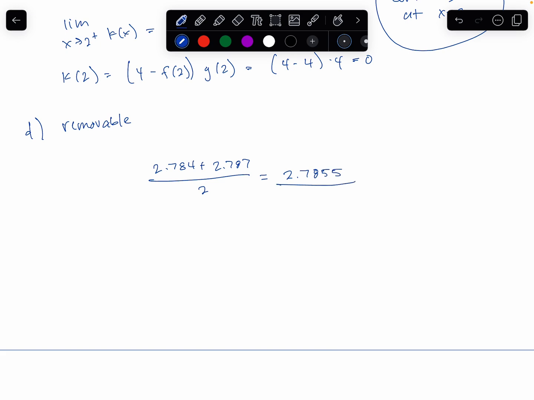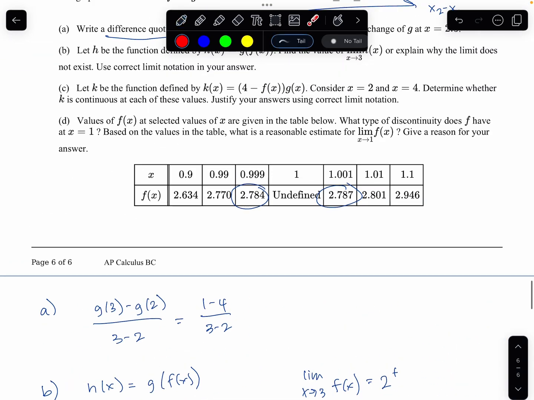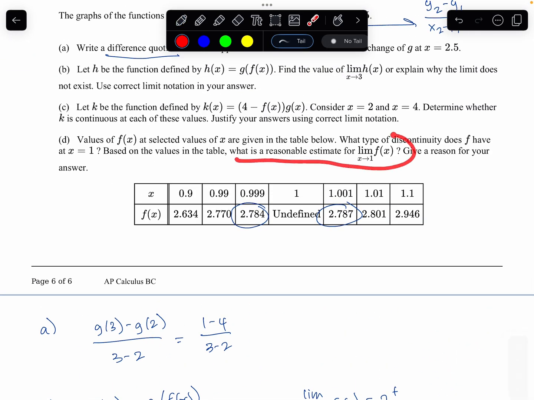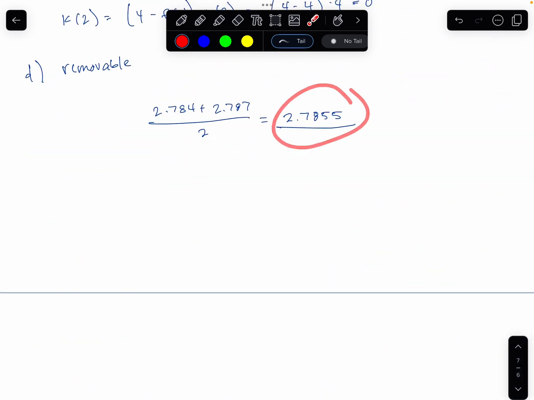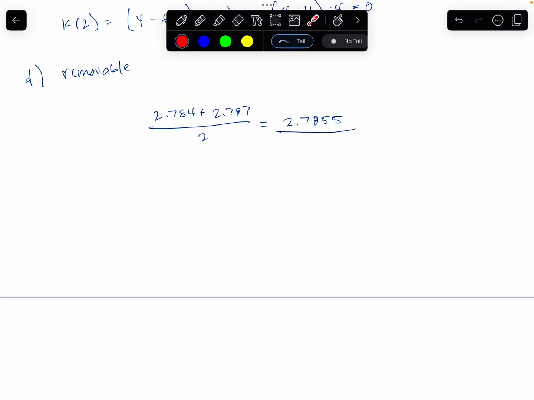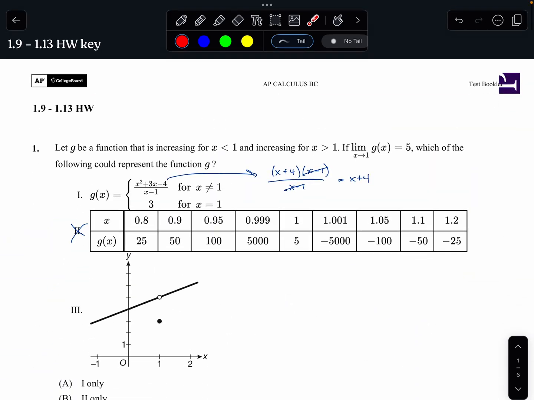So what is a reasonable estimate for the limit as x approaches 1 of f of x? This might be a reasonable estimate right there. All right, and that's going to finish the video for this homework assignment.